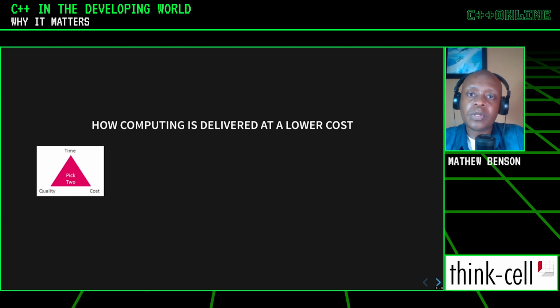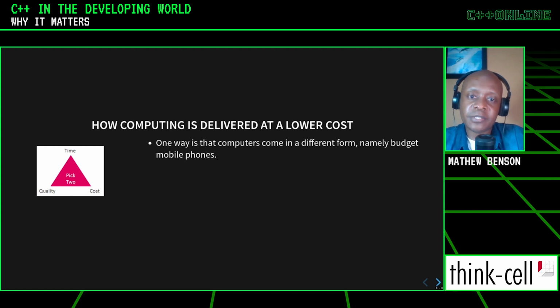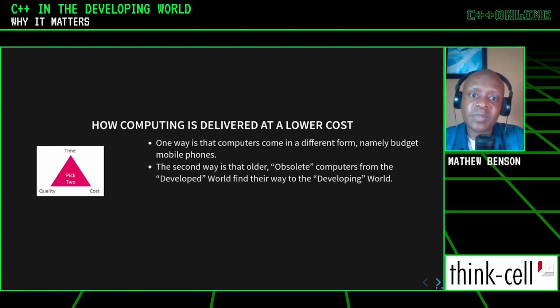So there have been efforts to bridge this gap. And there are a few ways that has happened. One of the ways is that computers have changed the form in which they come in. Mobile phones have been very revolutionary in this regard. What we would call a desktop computer, the beige boxes of, say, 20 years ago, have the same power as what is in your pocket.